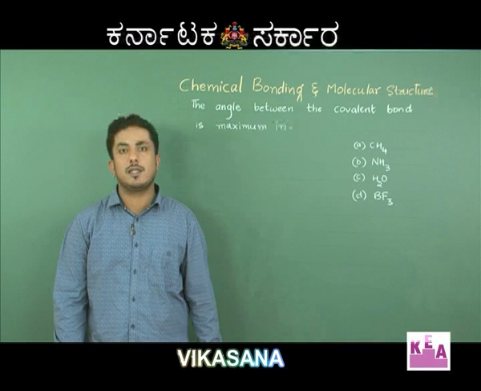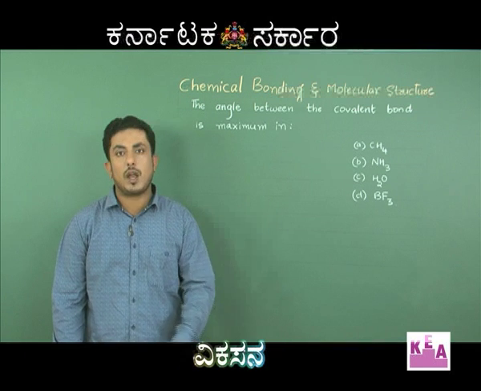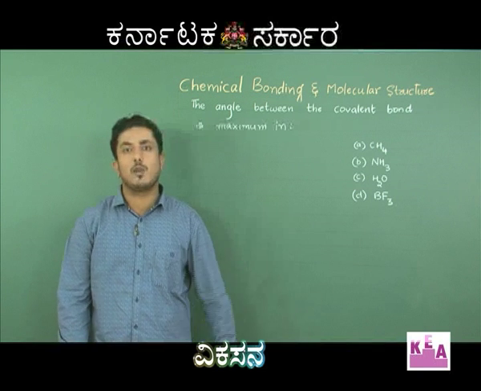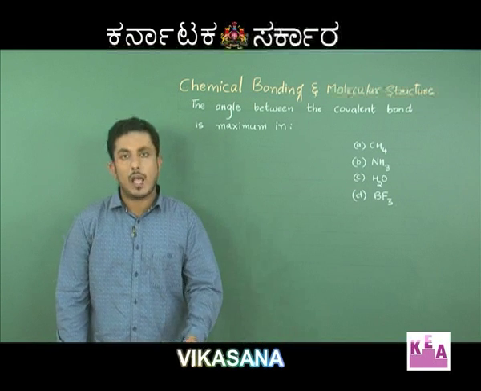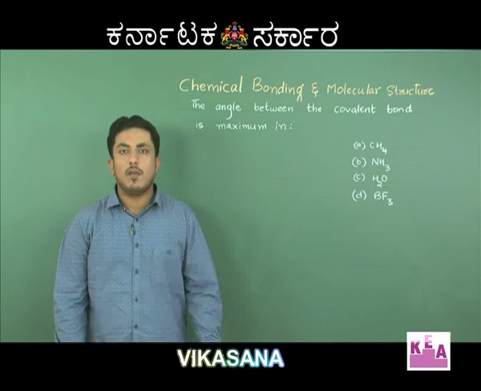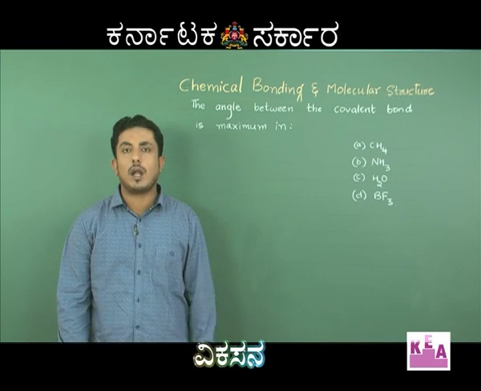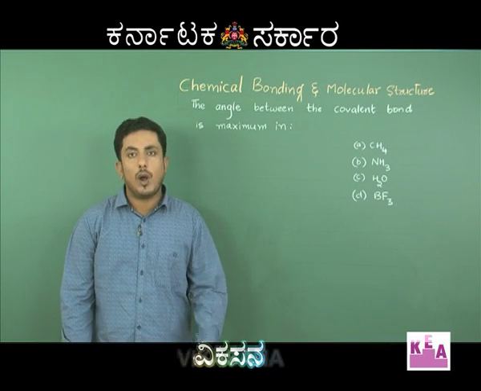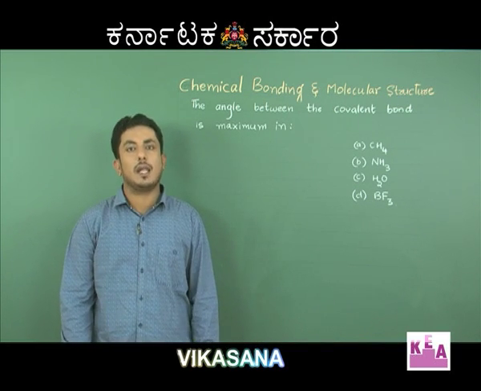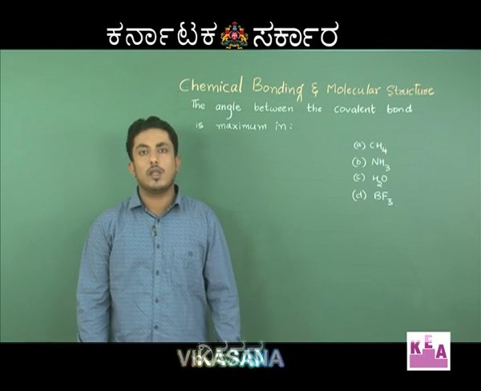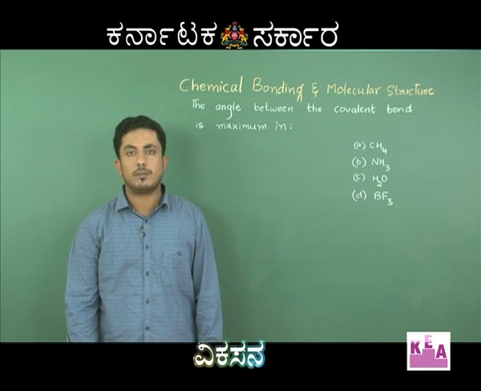If the central atom has sp hybridization, the bond angle will be 180 degrees. If the hybridization is sp2, the bond angle will be 120 degrees. If it is sp3, it will be 109 degrees 28 minutes. If the hybridization is sp3d, then the bond angles will be 120 degrees and 90 degrees. If the hybridization is sp3d2, then the bond angles will be 90 degrees.